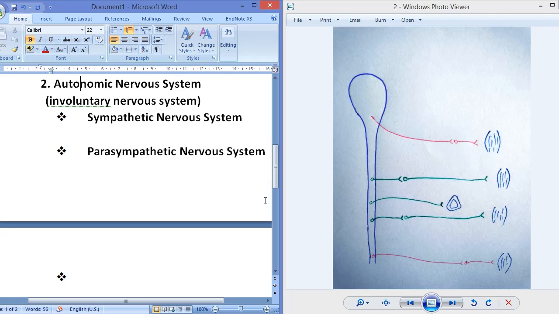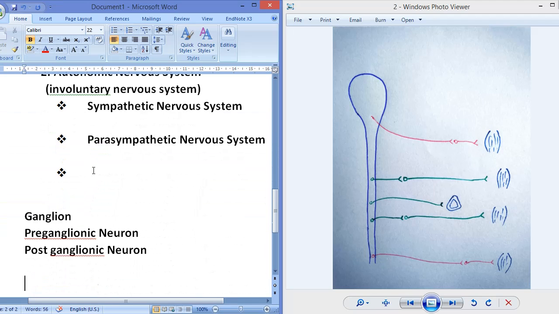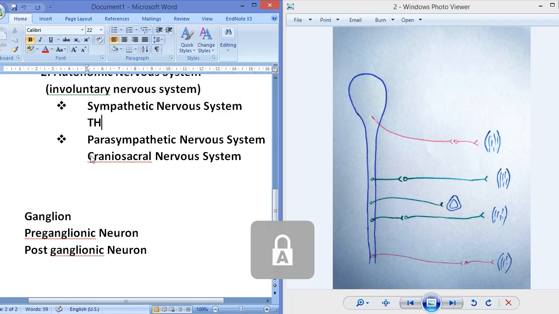I'm going to write it a little on the second text. The parasympathetic nervous system is also called the craniosacral nervous system, while the sympathetic nervous system is also called thoracolumbar nervous system.